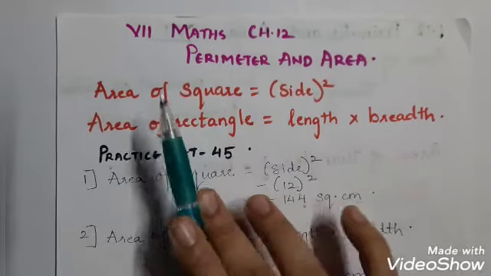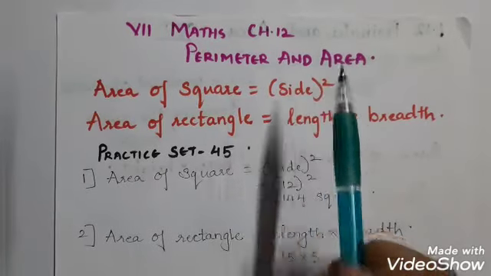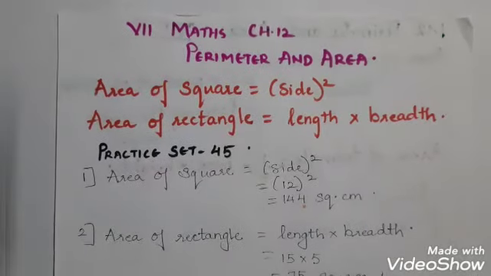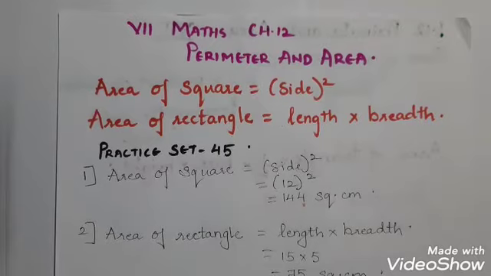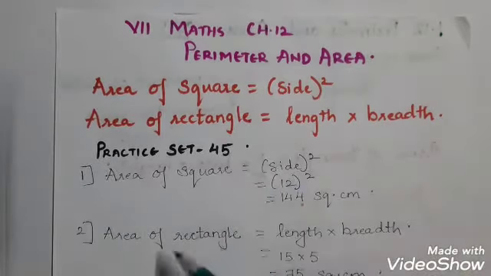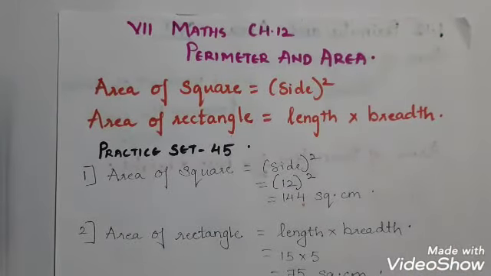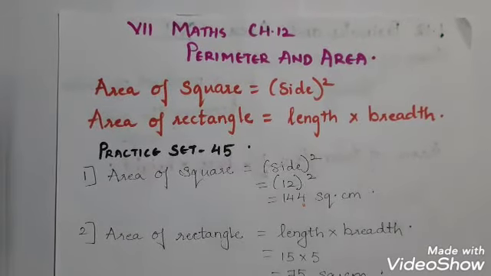New formula. First, area of a square is side square, and second, area of rectangle is equal to length into breadth. So these are the two formulas which you should be learning them. Okay. Now let us see practice set 45, which is based on the above two formulas. Open your textbook to page number 82, practice set 45.